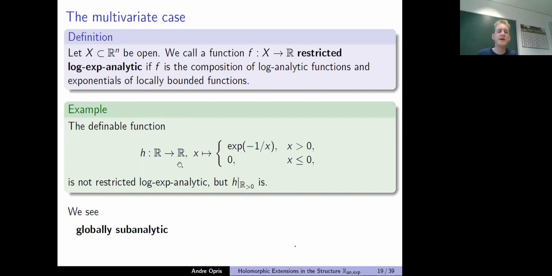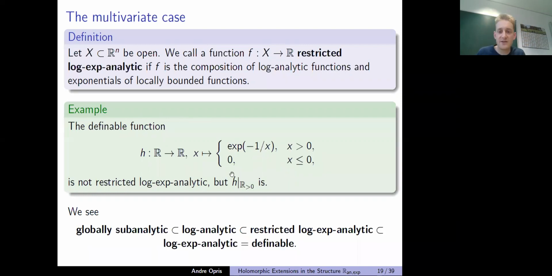So what do we see? We see the globally subanalytic functions are contained in the log-analytic functions, which are contained in the restricted log-exp analytic functions, and this is also contained in the log-exp analytic functions, which is a class of definable functions. So this is the chain here.